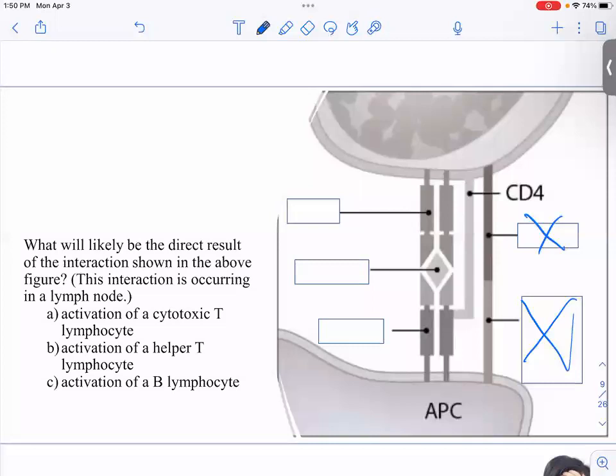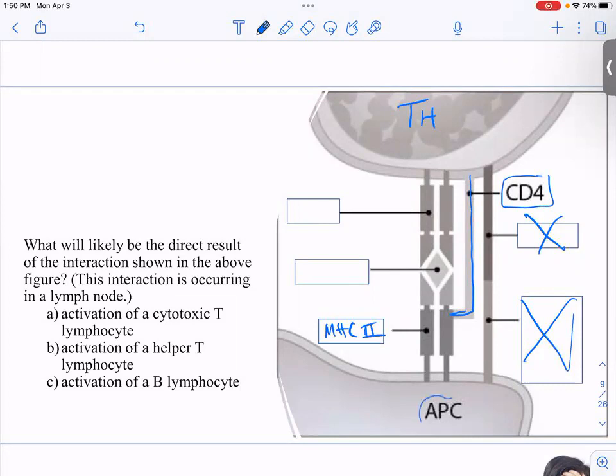All right, so knowing that this is a CD4 cluster of differentiation, that tells us it's only the T helper cells that have CD4. Remember, it's the cytotoxic T cells that have CD8. And that CD4 binds to this MHC class 2.